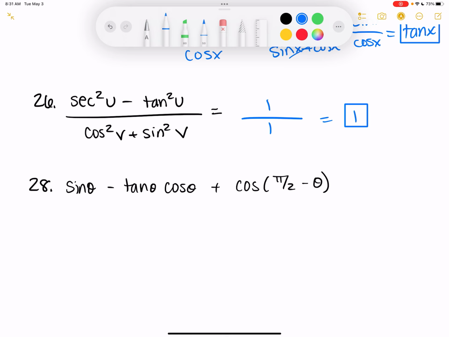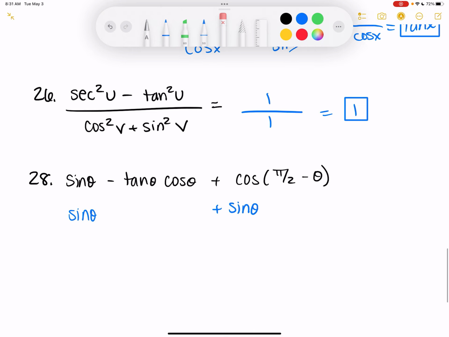So what things can I rewrite? Pi over 2 minus theta equals sine. Okay, so that'd be negative sine, right? Because it'd be sine minus theta then. Wait, never mind, I'm mixing up two properties. Let's see, hold on. What else can I rewrite? That's a good question. I'm not sure.